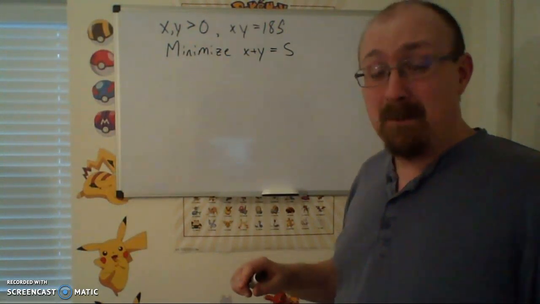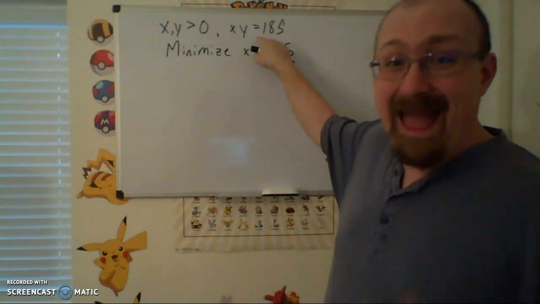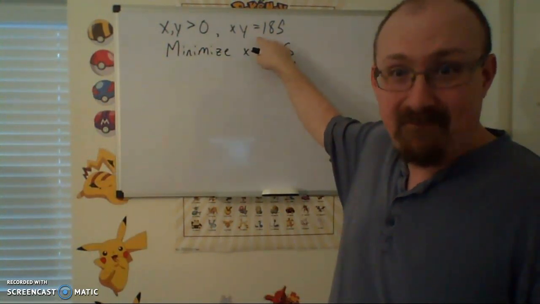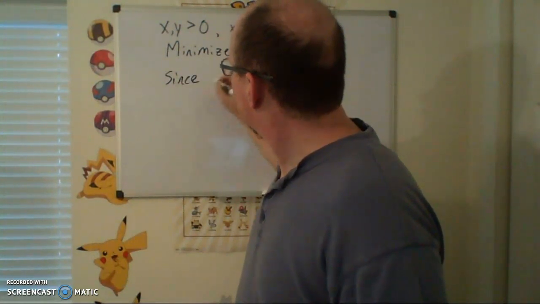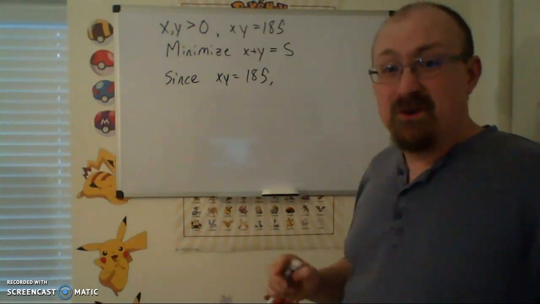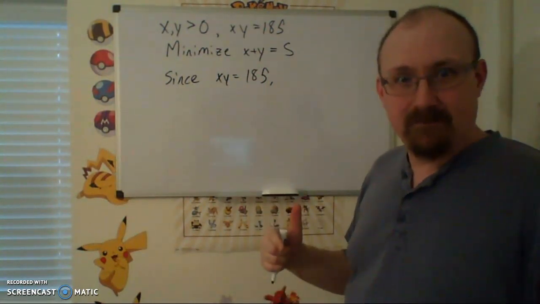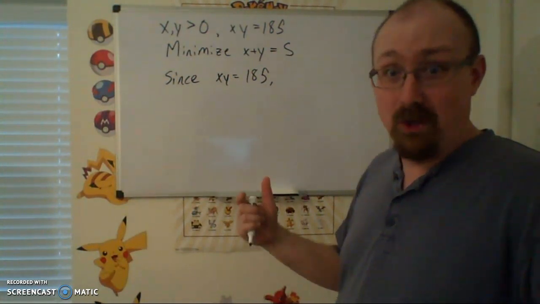Fortunately, the setup of the problem lets us do exactly that, because we also know that x and y have to give us a product of 185. So what I'm going to do is take that equation, defining the product of the two variables, and solve for one of the two variables. I'm going to go for y in this case. You could also go for x.